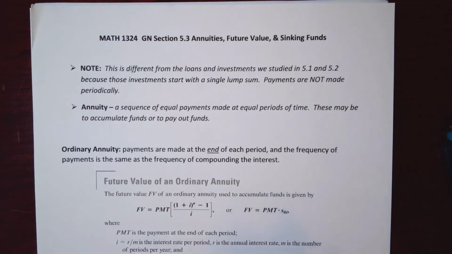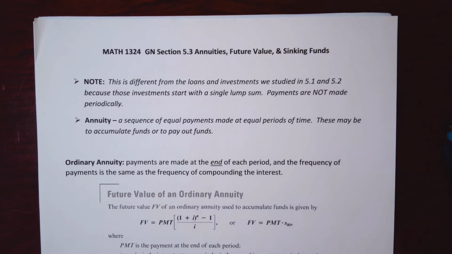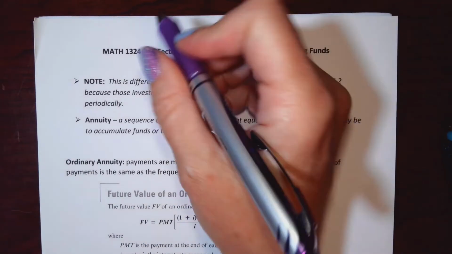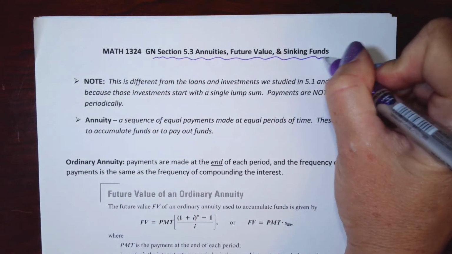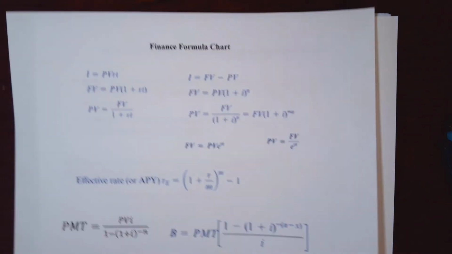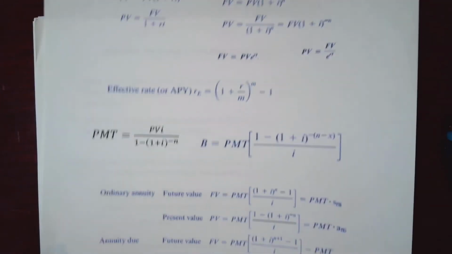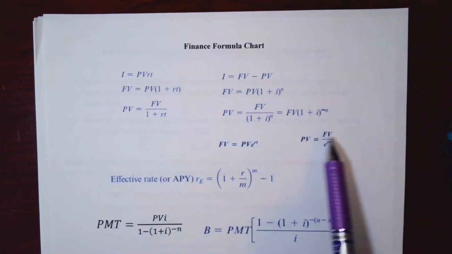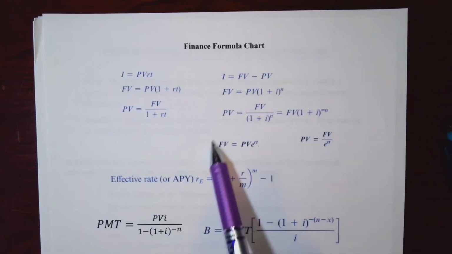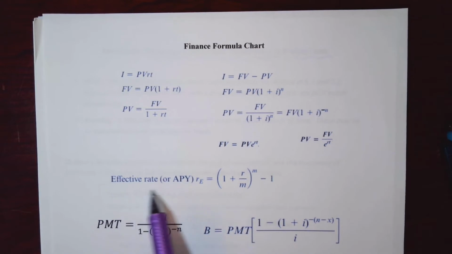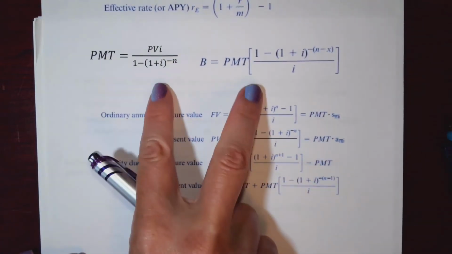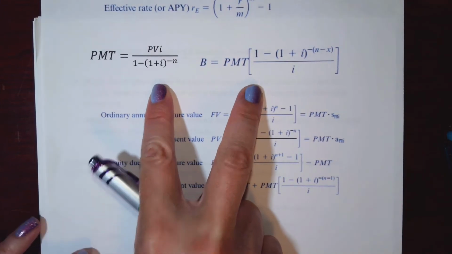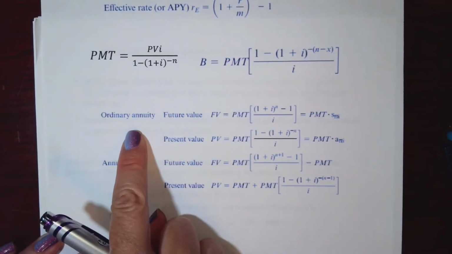With section 5.3, we move on to annuities. Now we're going to start by focusing on ordinary annuities. I want to point out that on your formula sheet that you will have provided for you on the test, we've covered our simple interest, our compound interest, interest compounded continuously, effective rate or APY, and we're moving down here. Now these two payment formulas we're not going to get to quite yet. We are at ordinary annuities today.